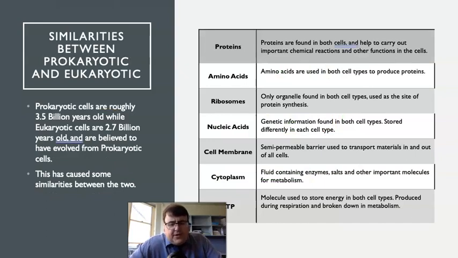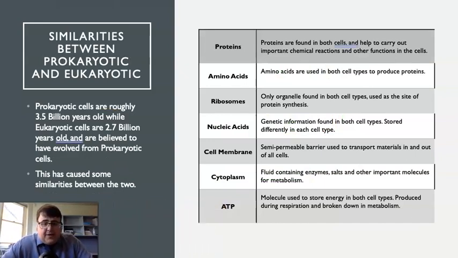Now, the last two slides in this PowerPoint, we're going to look at the similarities and the differences between prokaryotic and eukaryotic cells. So we're going to start by looking at the similarities. As I mentioned before, prokaryotic cells are roughly 3.5 billion years old, eukaryotic cells are 2.7 billion years old, and we believe that prokaryotic cells have given rise to eukaryotic cells through evolution. And because of that evolutionary history, we believe that they have quite a few similarities.